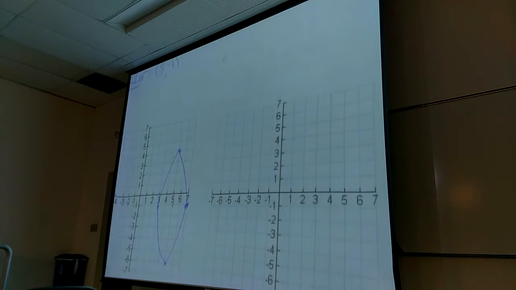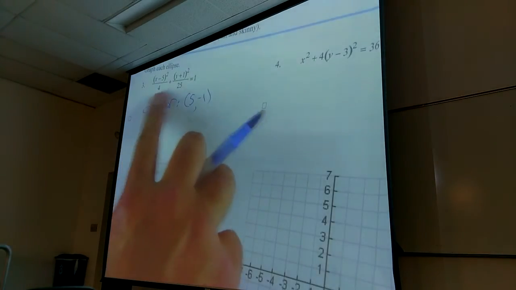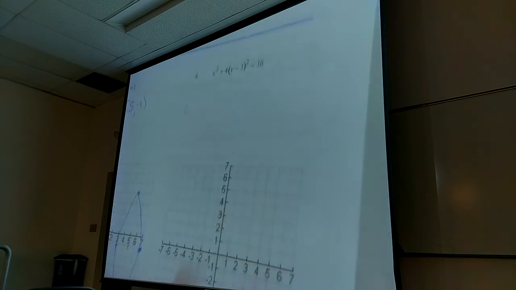Alright. Is that decent? I mean, that's find the center. So you can see how far out it goes. And then go out that far from the center. It's crazy. So do number 4.